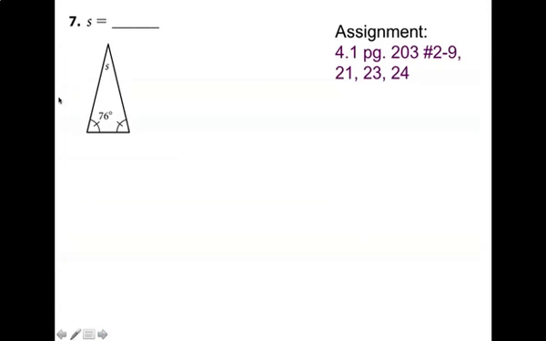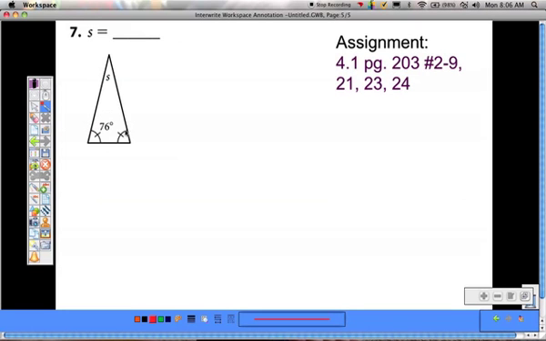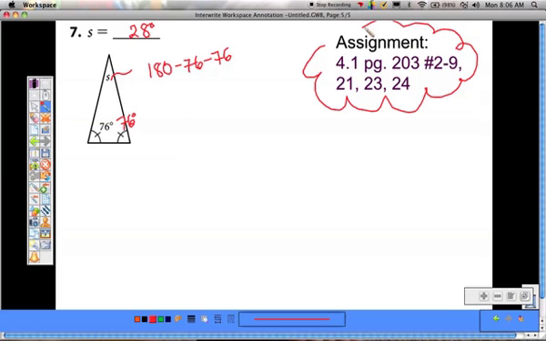One last one. This symbol right here, what does it mean? It means that both angles are the same, so this is 76 degrees. To get angle S, we'll do 180 minus 76 minus 76. So angle S is 28 degrees. So your assignment, you're going to be practicing more problems like this, so review your rules, and let me know if you have questions tomorrow.